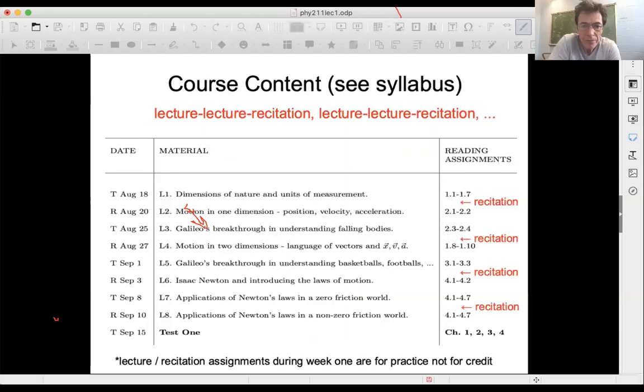Okay, so this slide shows you a portion of a table that's at the end of the syllabus. And it shows you, lecture by lecture, the material that we're going to be covering.